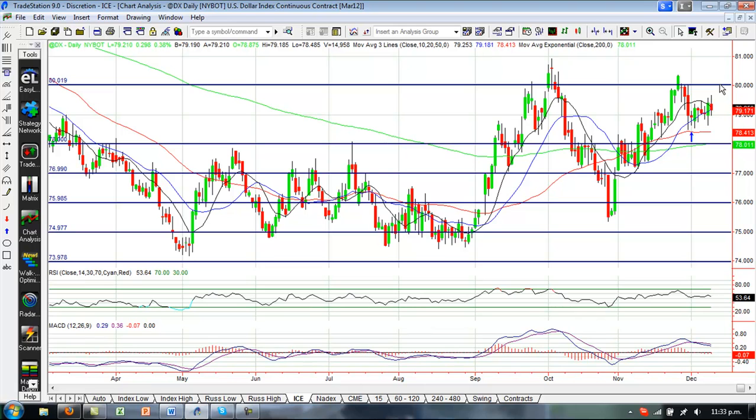And I think that at that point I'd be looking for any reason to get short, looking for turnarounds in the candles, etc., on lower time frames to look for reasons to get short. So at the moment 80 is my preferred level on the upside for trading opportunities.